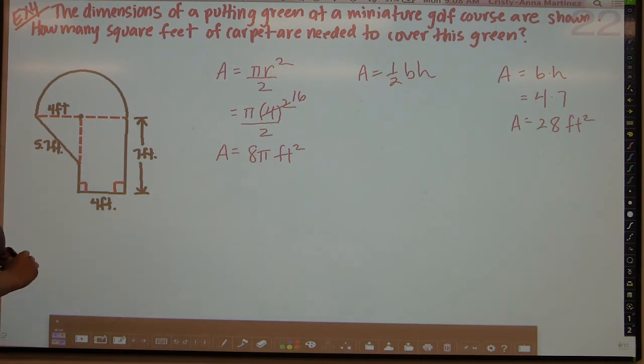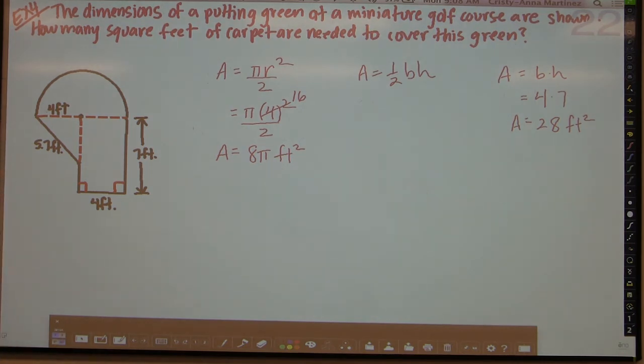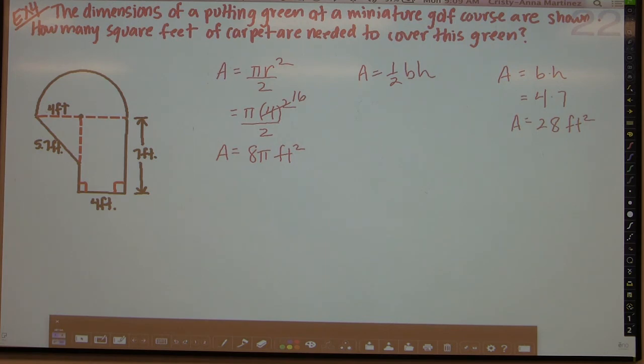So this is the only one that's going to be kind of weird because we don't have this segment here. So we can't just go base times height. If we use this as the base, we have to figure out what the height is here. So we're going to have to use some creativity there with that part.